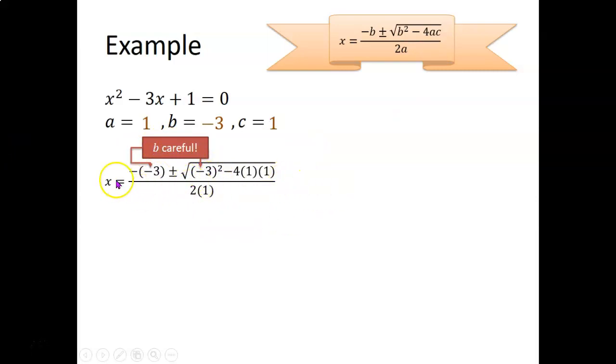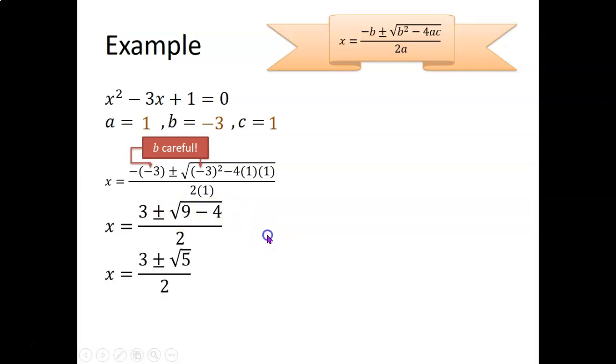Okay, so let's start evaluating. Like I said, minus -3 would just be 3. And the -3 squared would just be 9. 4 times 1 times 1 would be 4. Down here, 2 times 1 would be 2. There's one thing left to do under the radical sign, and that's the subtraction. 9 minus 4 is 5. So now we're looking at x equals 3 plus or minus the square root of 5 over 2. And there's nothing we can really do to simplify that any further.